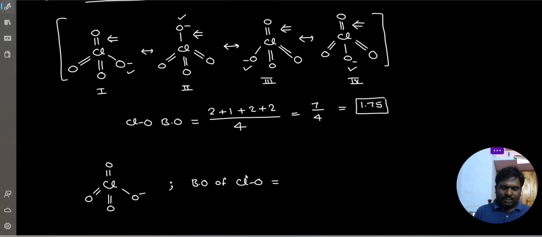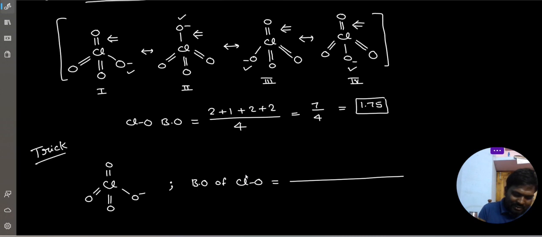Here the charge is delocalized over all oxygen atoms. That is important. Are all oxygens participating in resonance or not? Yes, all are participating. Then there is a very simple trick here. The oxygen negative charge is delocalized over all oxygen atoms, so all oxygen atoms are involved in resonance. That is the first important thing.